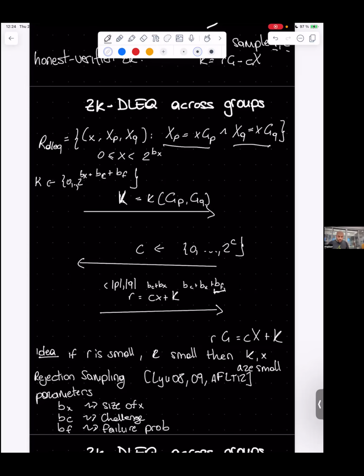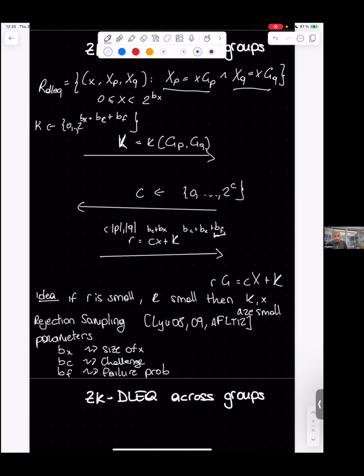So rolling back, the rough idea of how this DLEQ works is that we have two public keys across two different groups. We want to prove that they are for the same X. This X is small. And the way that it works is that I will compute challenges and commitments in a Schnorr proof in such a way that the response will not wrap around.